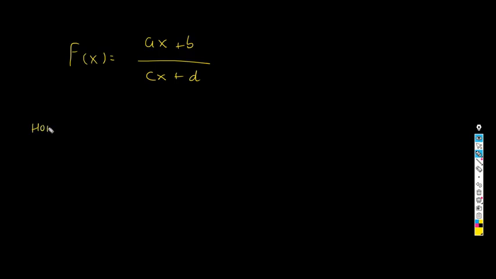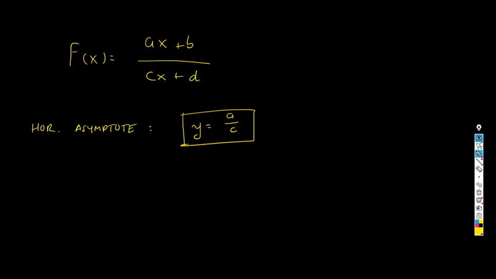The asymptotes are given by the following formulas. The horizontal asymptote will be the line y equals a over c. So you basically divide this coefficient over this coefficient and you will get the horizontal asymptote. Again, this coefficient over this coefficient.